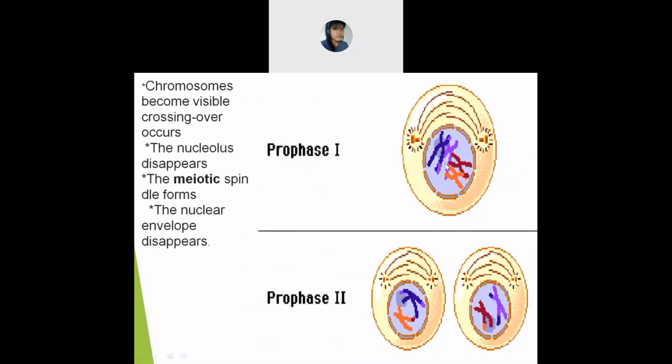It will all be together, it will be intertwined together. Is it clear? And the second thing that will happen is that the nucleolus disappears. So this is the nucleolus, this one, this one. The nucleolus will start disappearing.